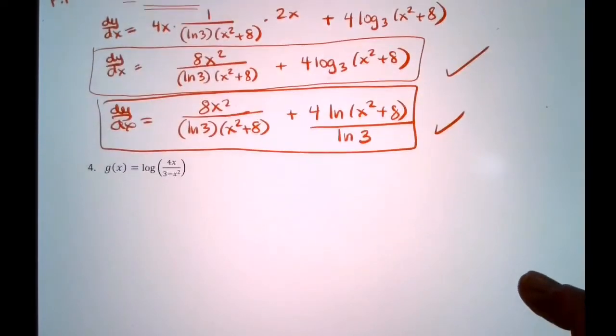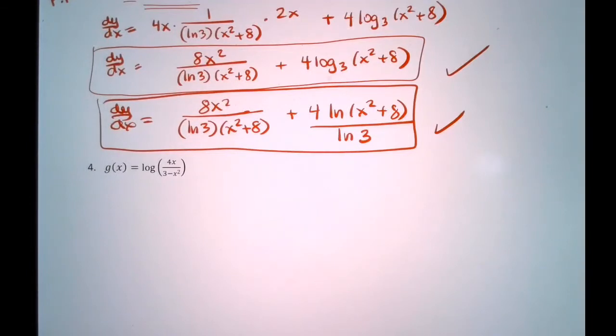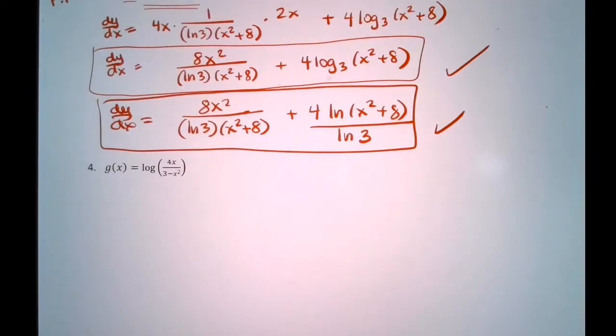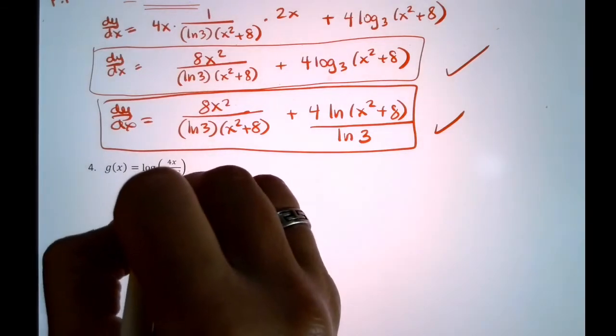Okay. So here's our last one on this page, dealing with the derivatives of logarithms other than base a. All right, and this one, looks like I forgot to write something in here. You've got the log of 4x over 3 minus x squared. There's no base, so it's understood when there is nothing written here. This is a log base 10. This is a common log, so I'm just going to slide it in there.